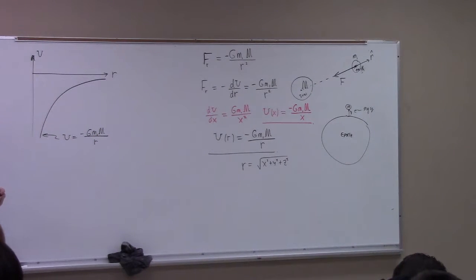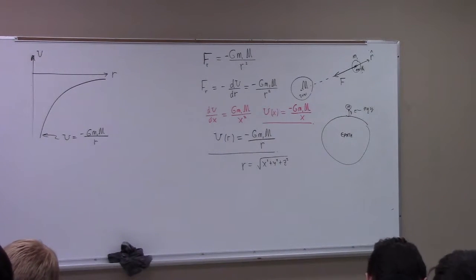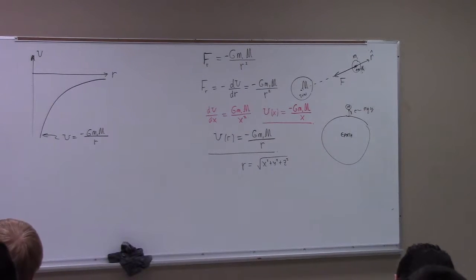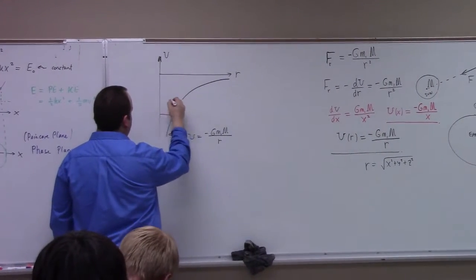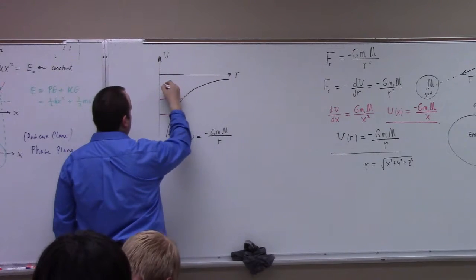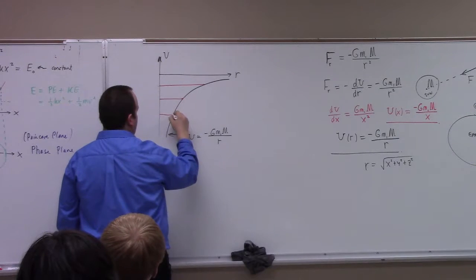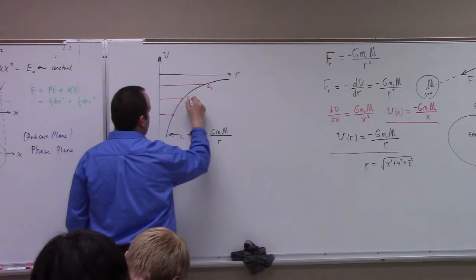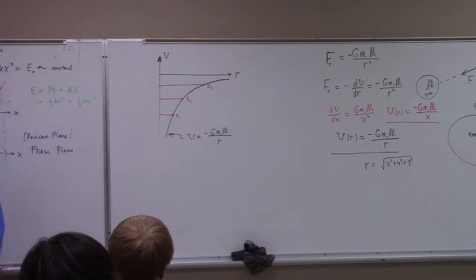And then you can talk about different energy levels. If I pick a particular energy level, I've got something like that, or like this, or like this. Say E3, E2, E1. Now, the actual motion isn't that, right?